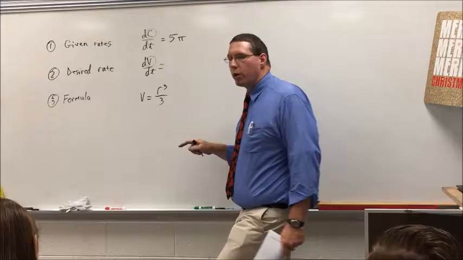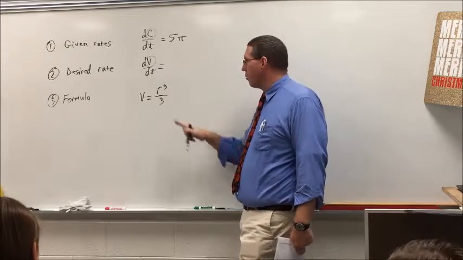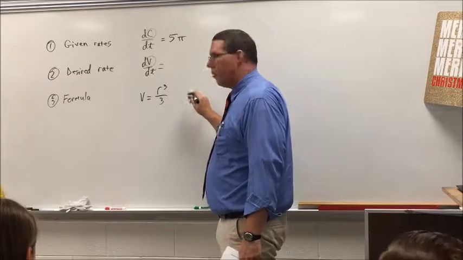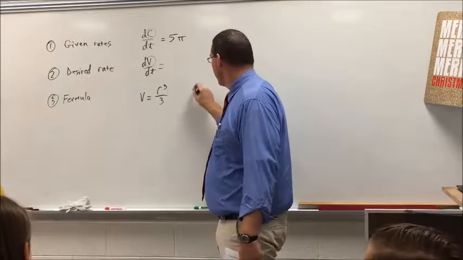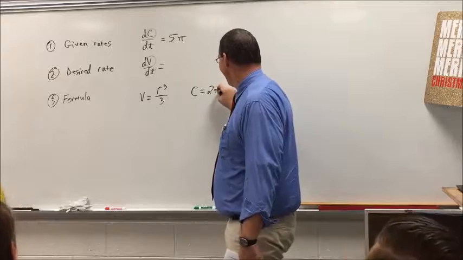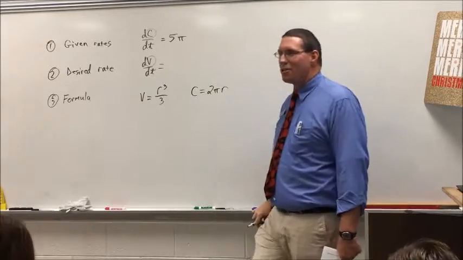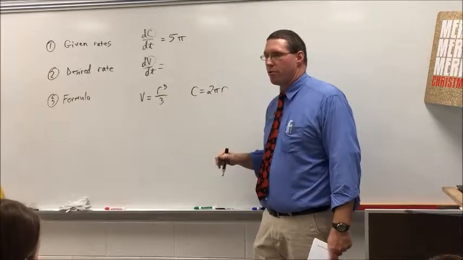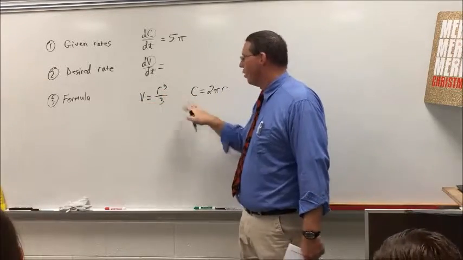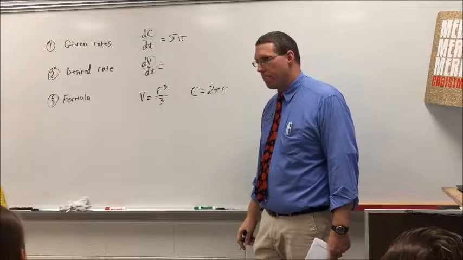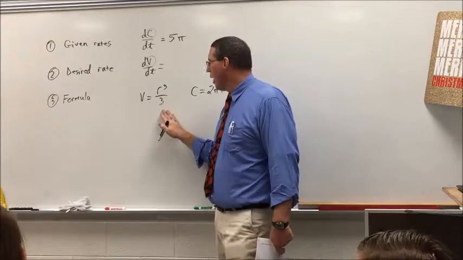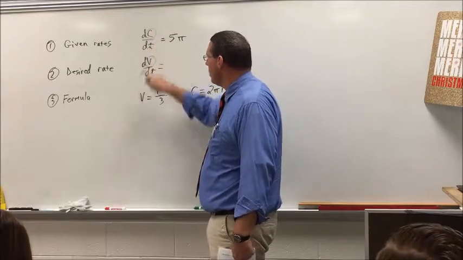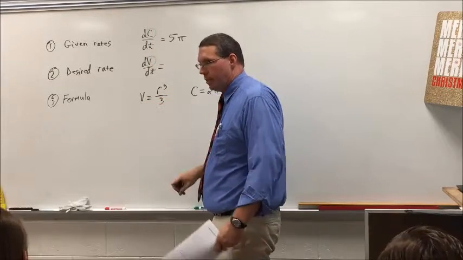So now what we're going to need is a second formula that relates radius to circumference. C equals 2 pi r. Okay. So now volume is related to radius and circumference is related to radius. So indirectly we have volume related to circumference, right? The reason we have to do that is because we need something that includes a dC/dt and something that includes a dV/dt.